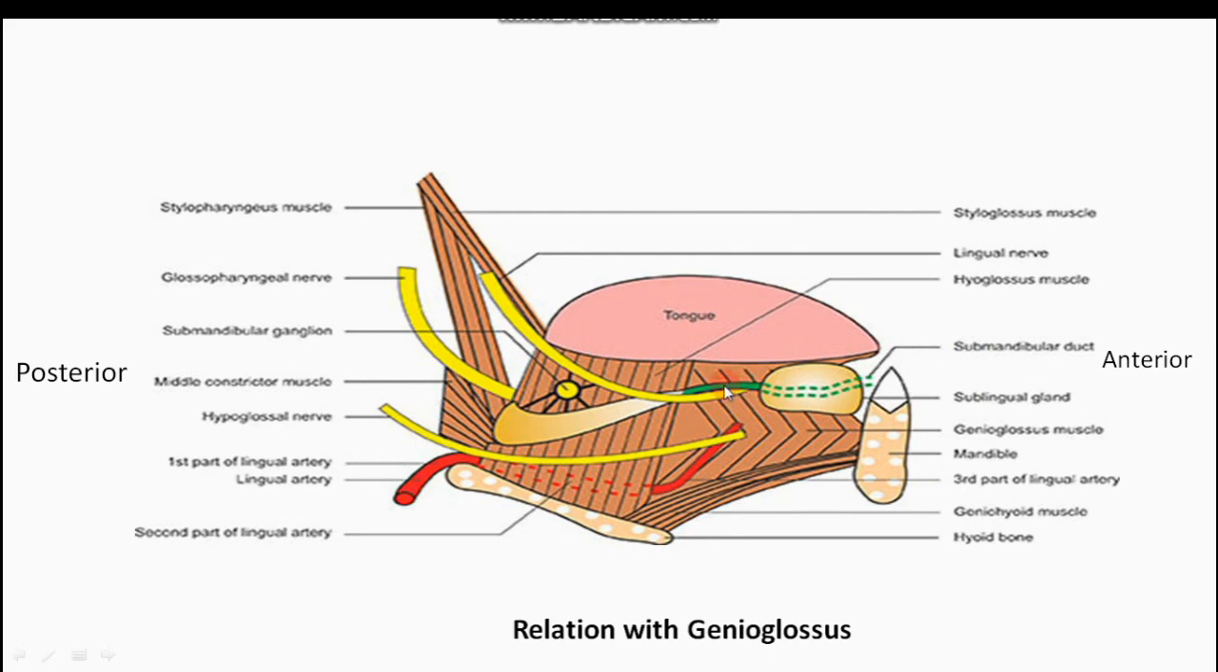You can see some in the green color: this submandibular duct, this lingual nerve, this hypoglossal nerve, and part of the lingual artery, and sublingual gland. So these are superficial to this genioglossus muscle, whereas inferior to this is geniohyoid muscle.